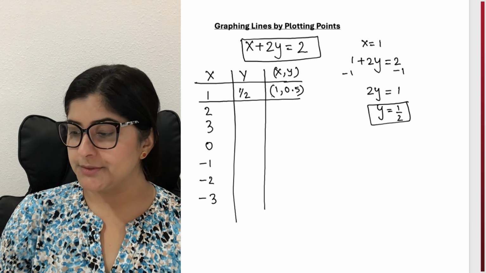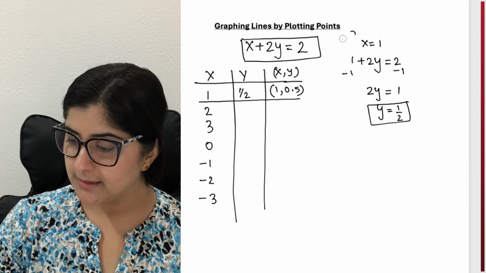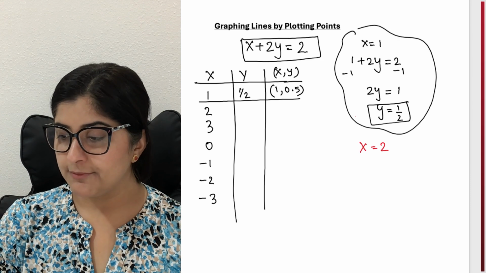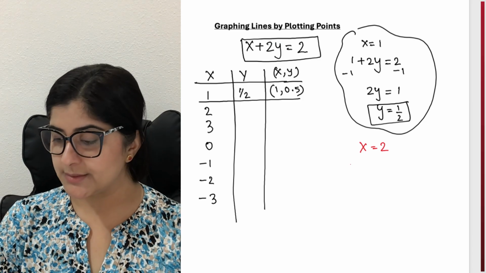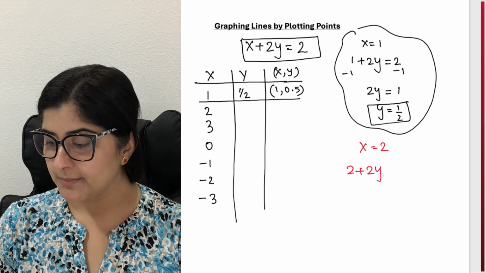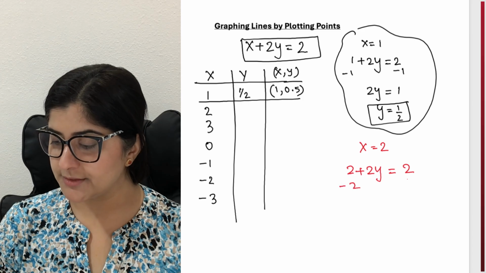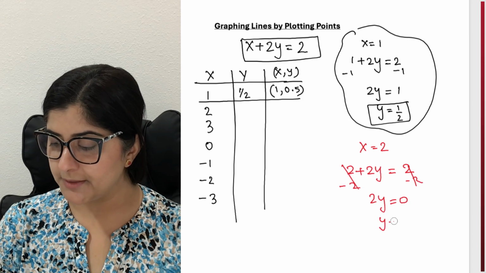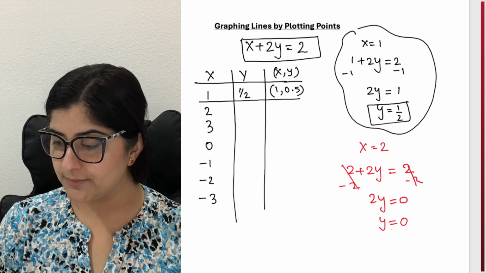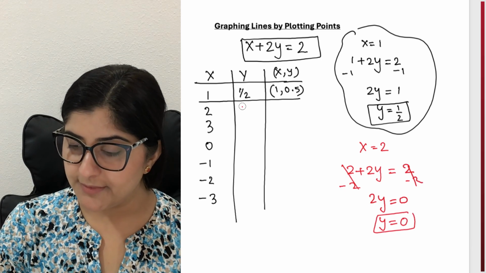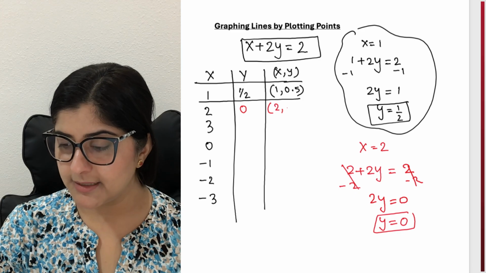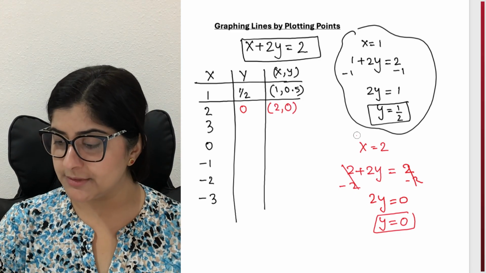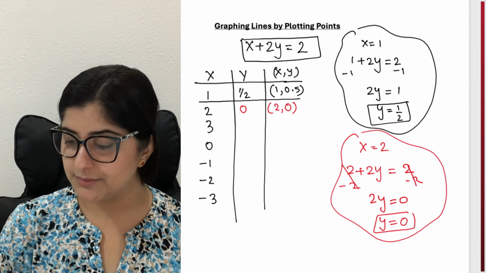Now when x value is 2, find the corresponding y value. Replace x with 2 in this equation and solve for y. So subtract 2. We get 2y is equal to 0, and divide both sides by 2, we get y value 0. So y value is 0, so we get another ordered pair 2 comma 0. Similarly, we can plug in other values.